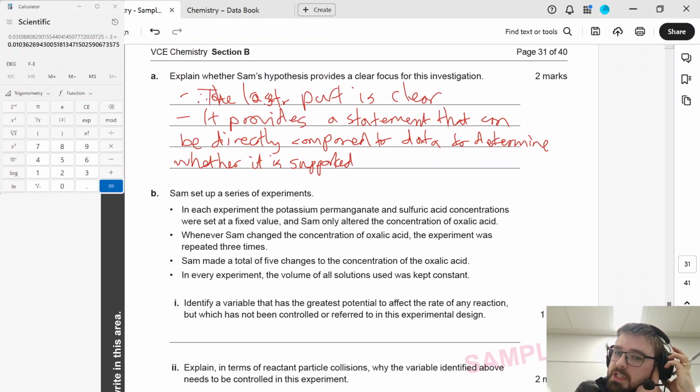In each experiment, the potassium permanganate and sulfuric acid concentrations were set at a fixed value, and Sam only altered the concentration of oxalic acid. Whenever Sam changed the concentration of oxalic acid, the experiment was repeated 3 times. Sam made a total of 5 changes to the concentration of oxalic acid. In every experiment, the volume of all solutions used was kept constant. Identify a variable that has the greatest potential to affect the rate of any reaction, but which has not been controlled or referred to in his experimental design.